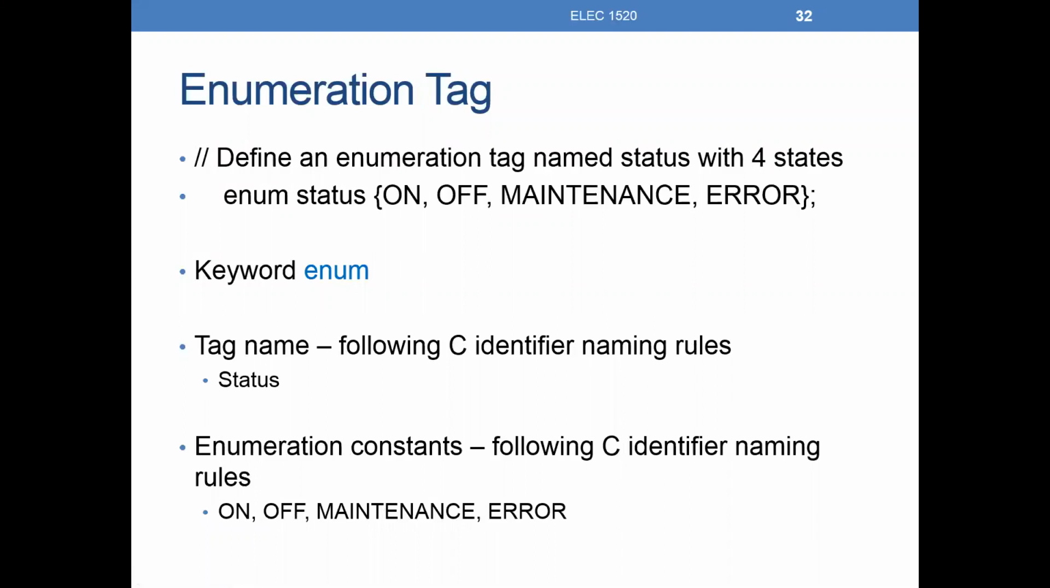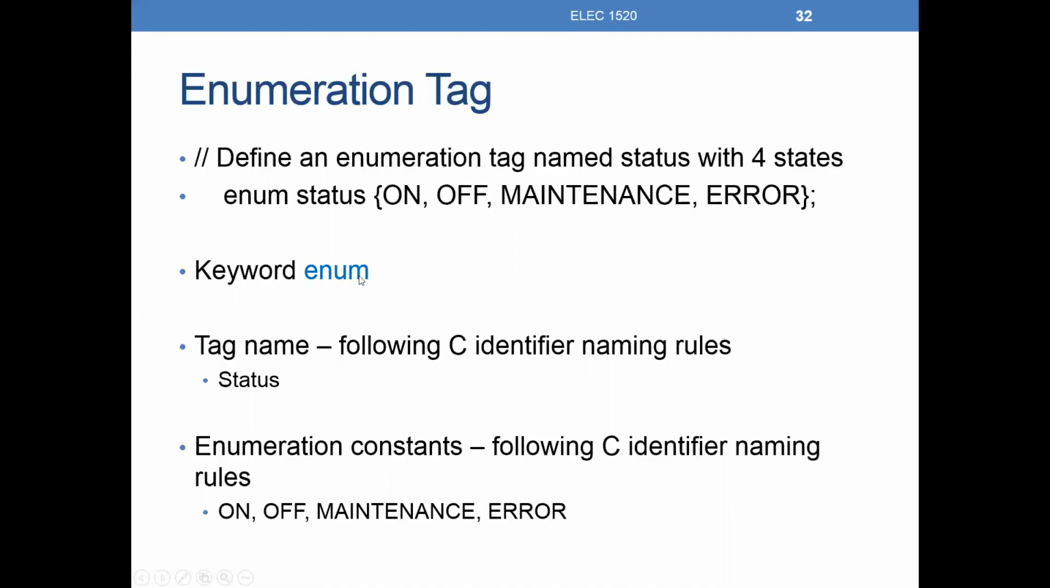So we're going to use the keyword enum and then a tag. In this case, enum, our tag is status. This defines an enumeration tag named status with 4 states: on, off, maintenance, error. They don't have to be all in caps. A lot of times we code constants in all caps, and that's why I followed this convention. We're going to see that when we don't give them values, they're going to have some default values.